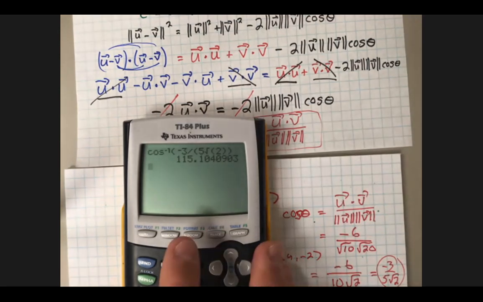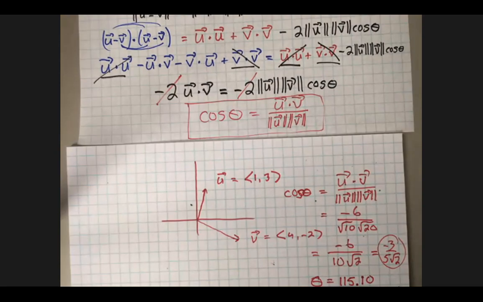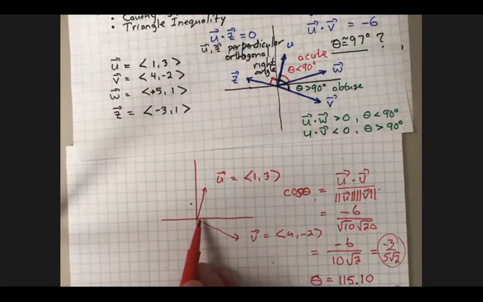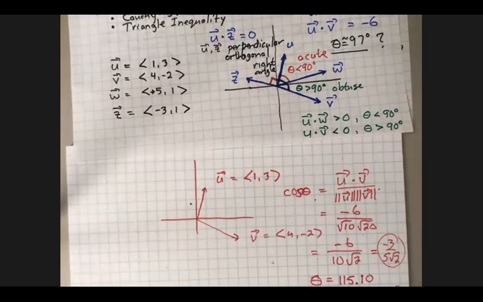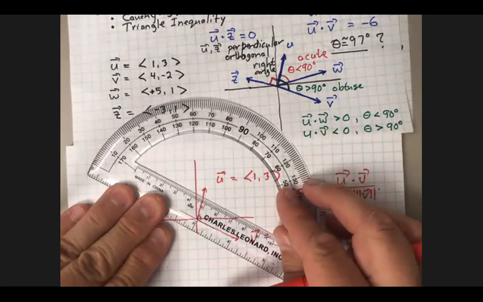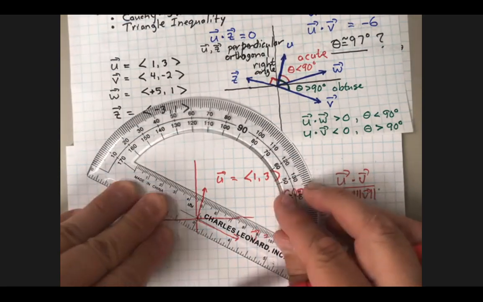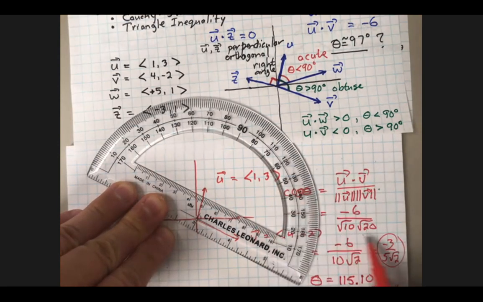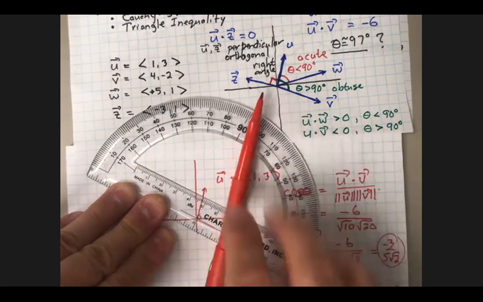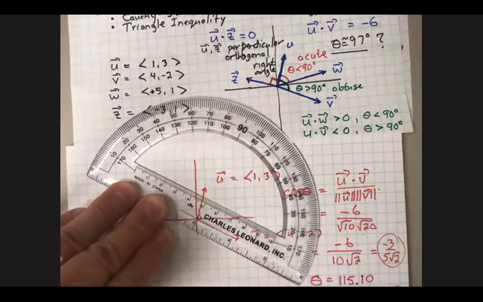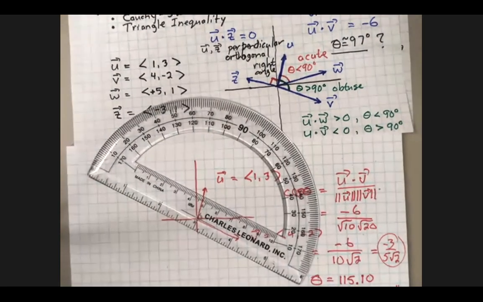Now, really, that's kind of disappointing because I was looking for 97, right? This is 115 degrees. Did I do my protractor right? Did I do my calculations right? You know, there's all kinds of things I could screw up here. But now this is definitely bigger than 97. Okay, so what am I faced with? I'm either a really bad measurer or a really, really bad calculator.